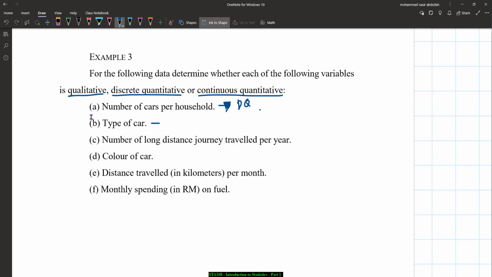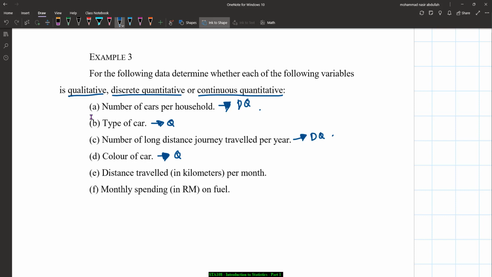Okay. Type of car, foreign car, local car, should be qualitative, right? So number of long distance journeys travelled per year. So kalau kita tanya number of long distance journey, so dia akan bagi tahu dalam bentuk macam mana. Berapa kali dia pergi long distance journey kan? So 1 kali, 2 kali, 3 kali. So this is going to be discrete quantitative lah. And color of car, yellow, black, green, pelik-pelik. This is qualitative.